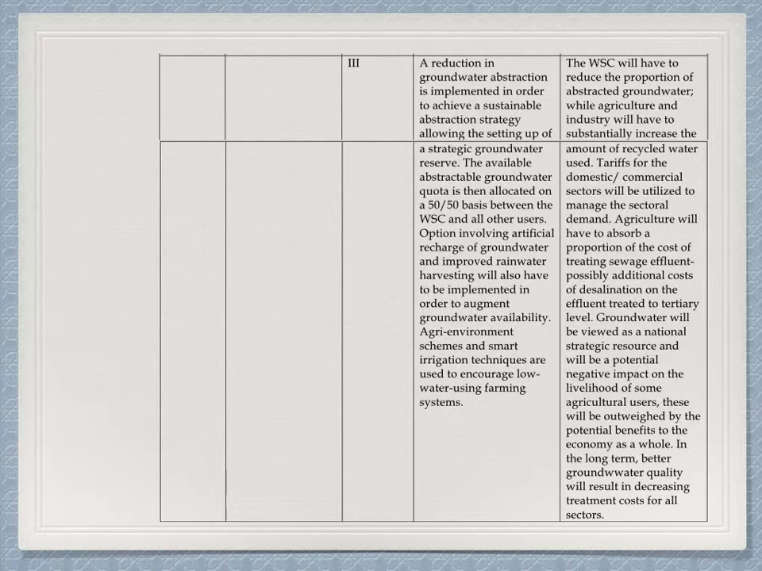This would be achieved in part through dual fee tariffs for domestic and commercial sectors, and agricultural sectors would have to absorb a cost associated with increasing treatment for the sewage that could be used for watering and irrigation of some potential crops, potentially tree crops such as olives and vineyards. In the long term, this may lead to better groundwater quality and will reduce the long-term cost of water for all sectors moving into the future.